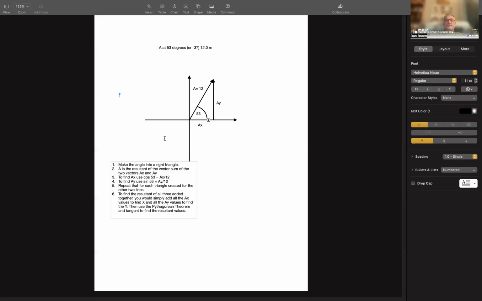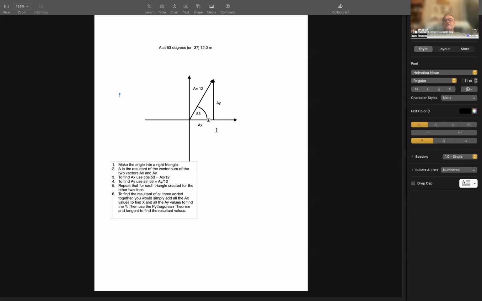I would do this for my other two components. And then at the end, sum all my A sub x's, with the ones going to the right being positive for x and going to the left being negative, adding and subtracting those. Y going towards the positive 90-degree direction is positive, and going south, if you will, is negative, and add and subtract those. Then I get my sum of A sub y's and A sub x's and plot them on a new Cartesian plane.